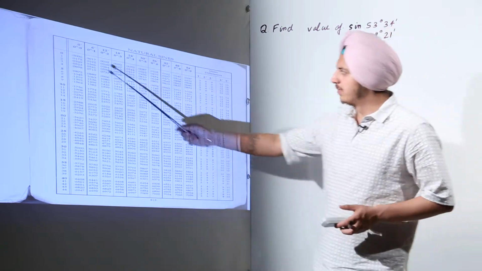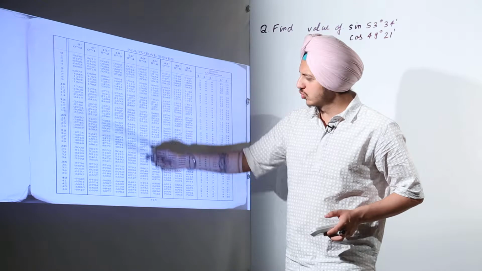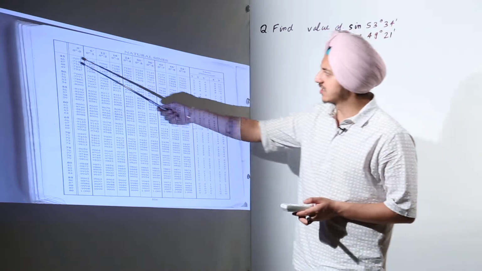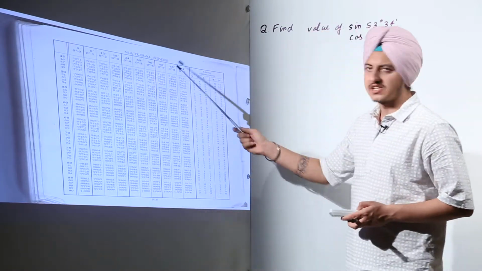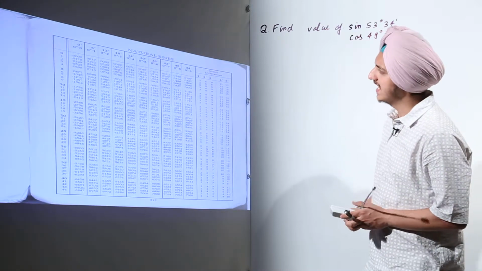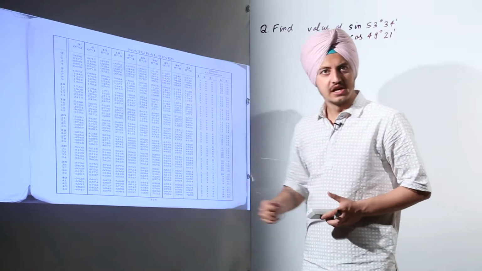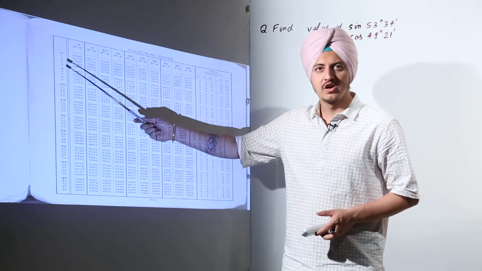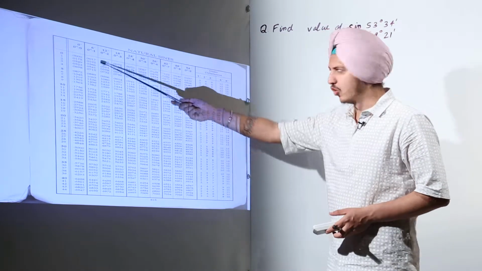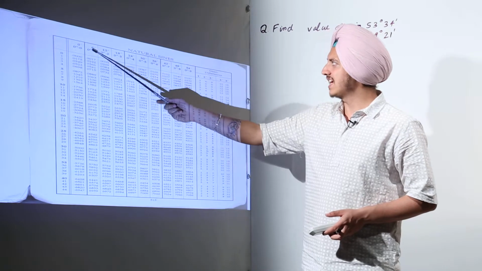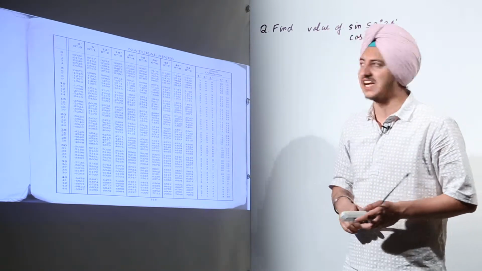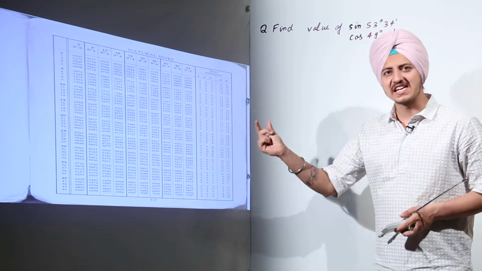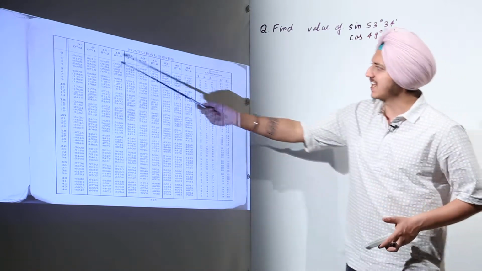The first column of this table goes from 0 to 90 actually, but this is going from 0 to 45 because it is continued on the next page, which goes from 45 to 90, which is also a natural sine table. Then we have 10 columns which go by the heading of 0 minutes, 6 minutes, 12 minutes, 18 minutes. The difference is 6 minutes. These are the 10 columns.